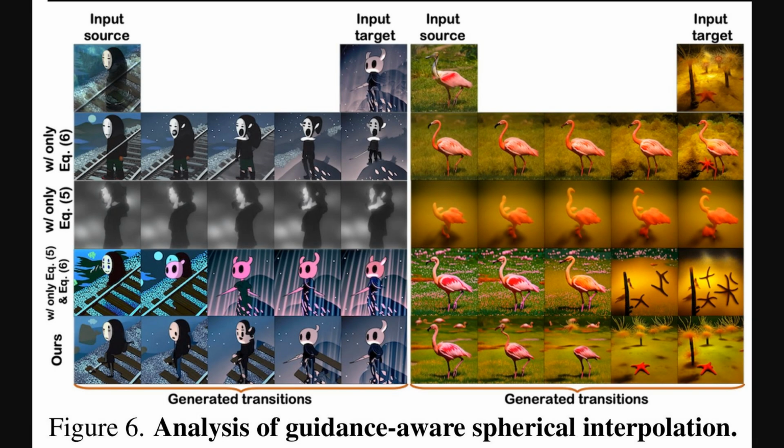So how do they actually achieve these great results? This next figure breaks down their core technique, which is called guidance-aware spherical interpolation. This is a clever way of blending the features from both the source and target images to steer the transformation. We see what happens when they use only parts of their method. Using just one component results in distorted or ghostly, washed-out images. It's only when they combine all their innovations, as shown in the bottom row labeled ours, that you get that clean, coherent transition. This really highlights how each part of their design is critical.